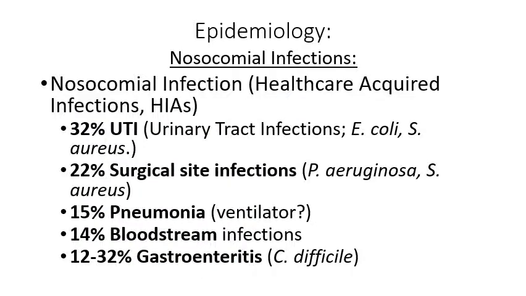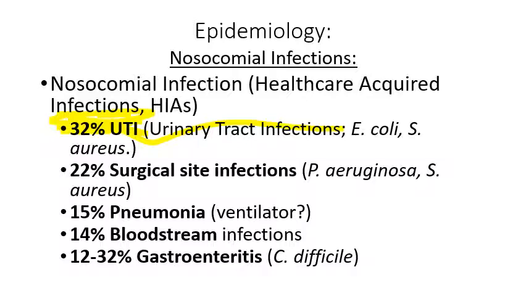Okay, so the most common nosocomial infections, we talked about this a little bit earlier. Urinary tract infections are the most common nosocomial infections. In fact, urinary tract infections are usually iatrogenic. They're usually caused by a dirty catheter. Anyway, so the most common nosocomial infections in the hospital, 32% of the nosocomial infections are urinary tract infections.